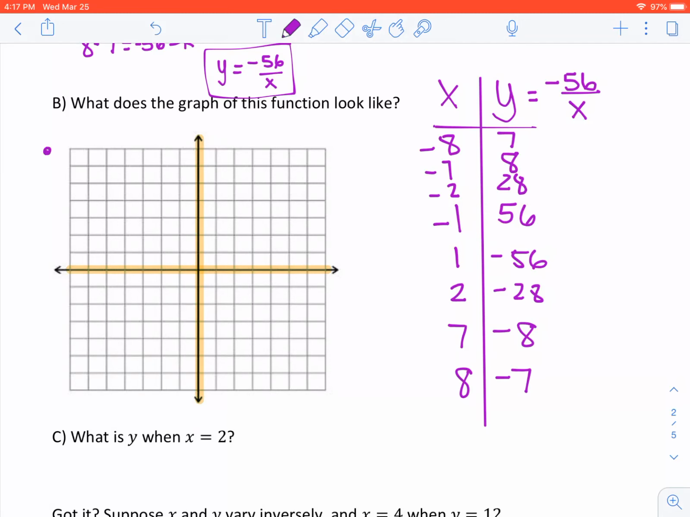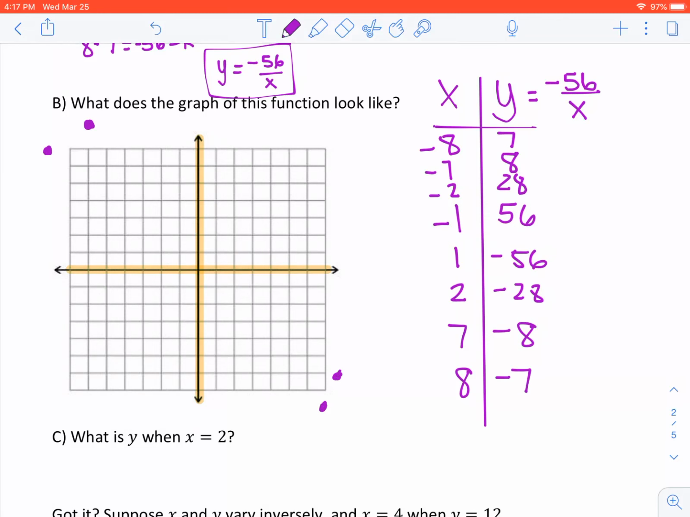And then negative 7, 8 will be somewhere up here. And then 1, negative 56, 2, negative 28, those are also really big and off the graph, so I'm not going to plot them. And then 7, negative 8, so I'm going to go 7, negative 8, and then 8, negative 7.